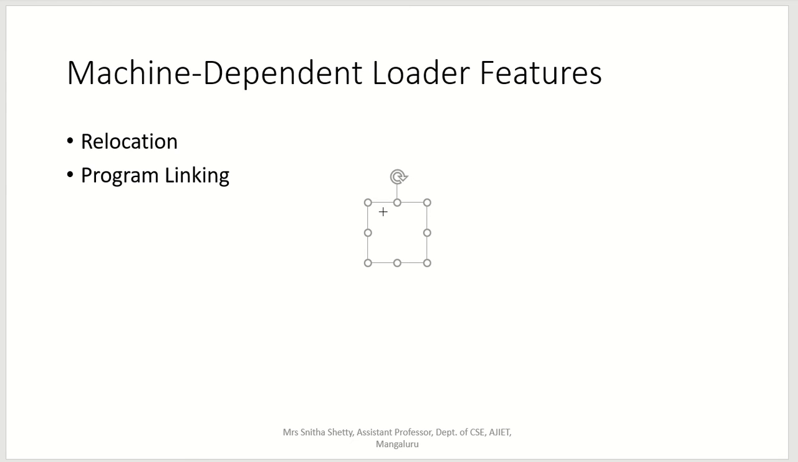So what is relocatable loader? Assume you have the instruction COPY START 1000. This is an instruction. Assume this is the name of the program. The name of the program is COPY and the starting address is 1000. So the loader must load the program COPY at the starting address 1000.